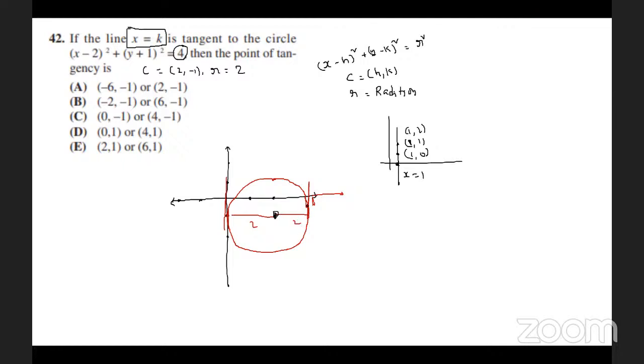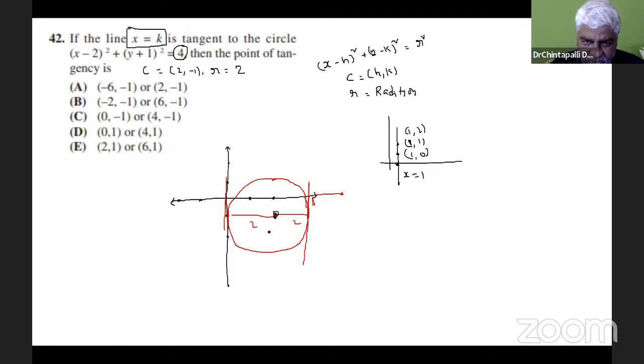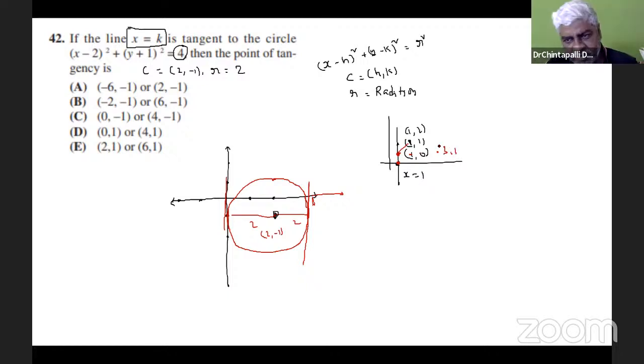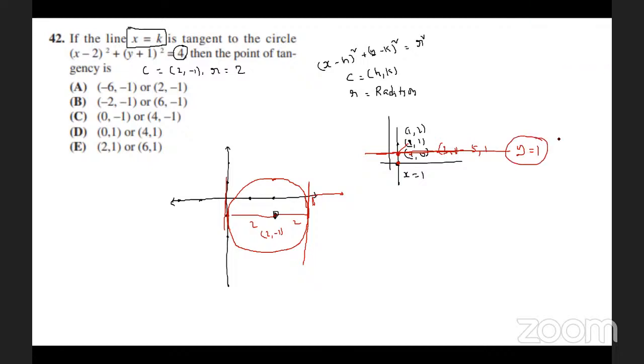Got it? See, the coordinates at this point are 2, -1, right? This is a horizontal line. Giving an example for a horizontal line: coordinates at this point are 1, 1, and this is 3, 1, 5, 1. So what is the property of all the points on this line? Y is equal to 1. Got it? So that is the equation of this line.